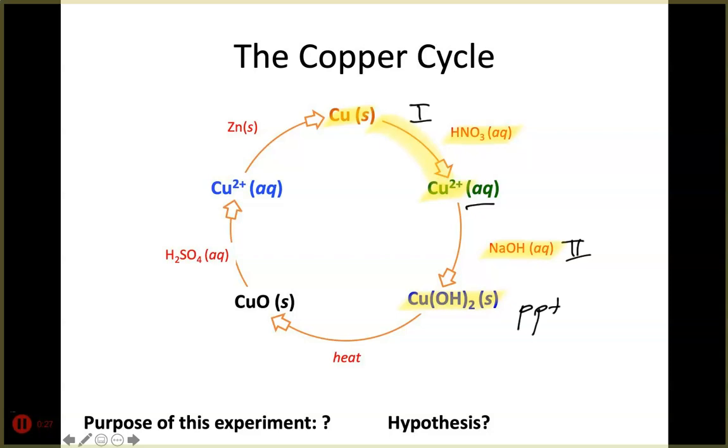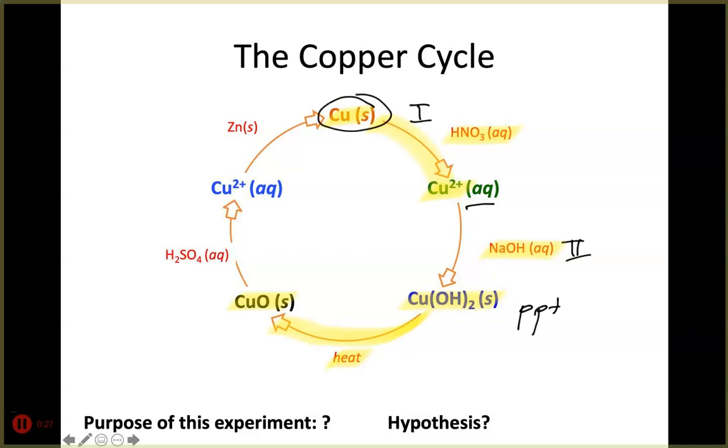After that, that compound would then be heated. Upon doing so, it loses water. It's dehydrated, and it's going to form a black compound. There's a reason why we have some of these colors in here.